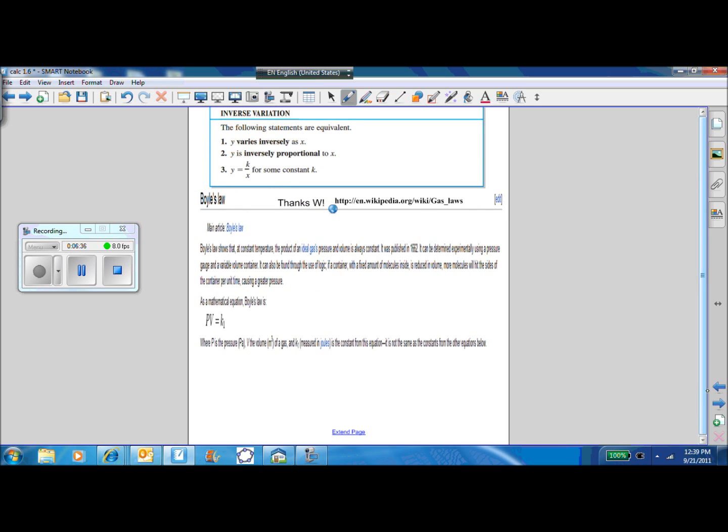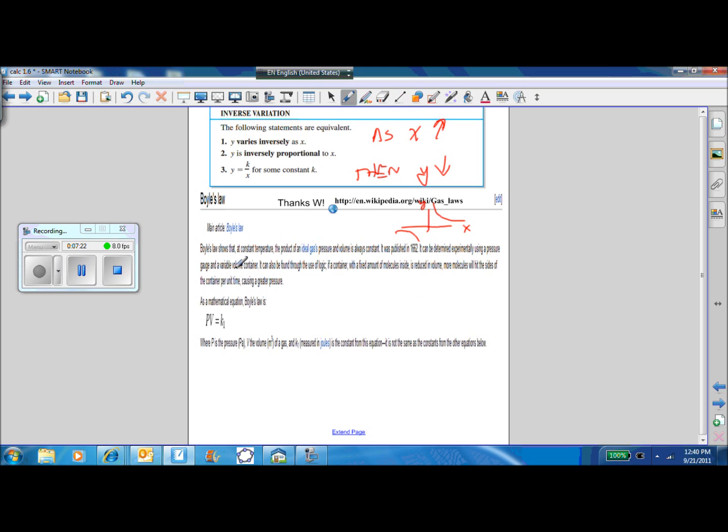Let's do a little example of inverse variation. The following statements are equivalent: y varies inversely as x, y is inversely proportional to x, y equals k over x. One of the key ideas here is that as x increases, y decreases, which we did not get in the other example, where as x increased, y would increase. Graphically, it generally looks like a hyperbola, decreasing like that. We usually focus just on the first quadrant. I know there's stuff going on in the third quadrant, but here's the idea: as x goes up, y goes down. As x gets smaller, y gets bigger.